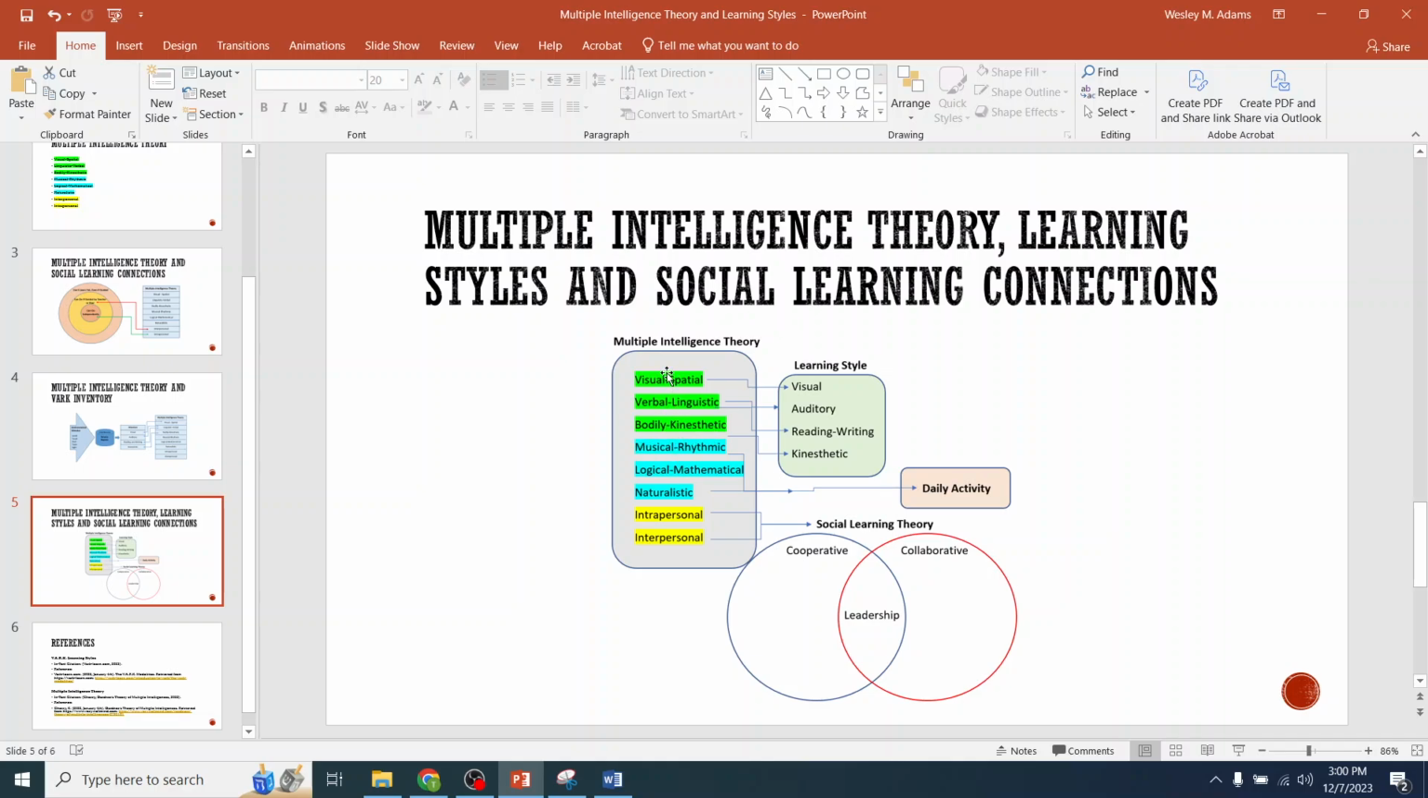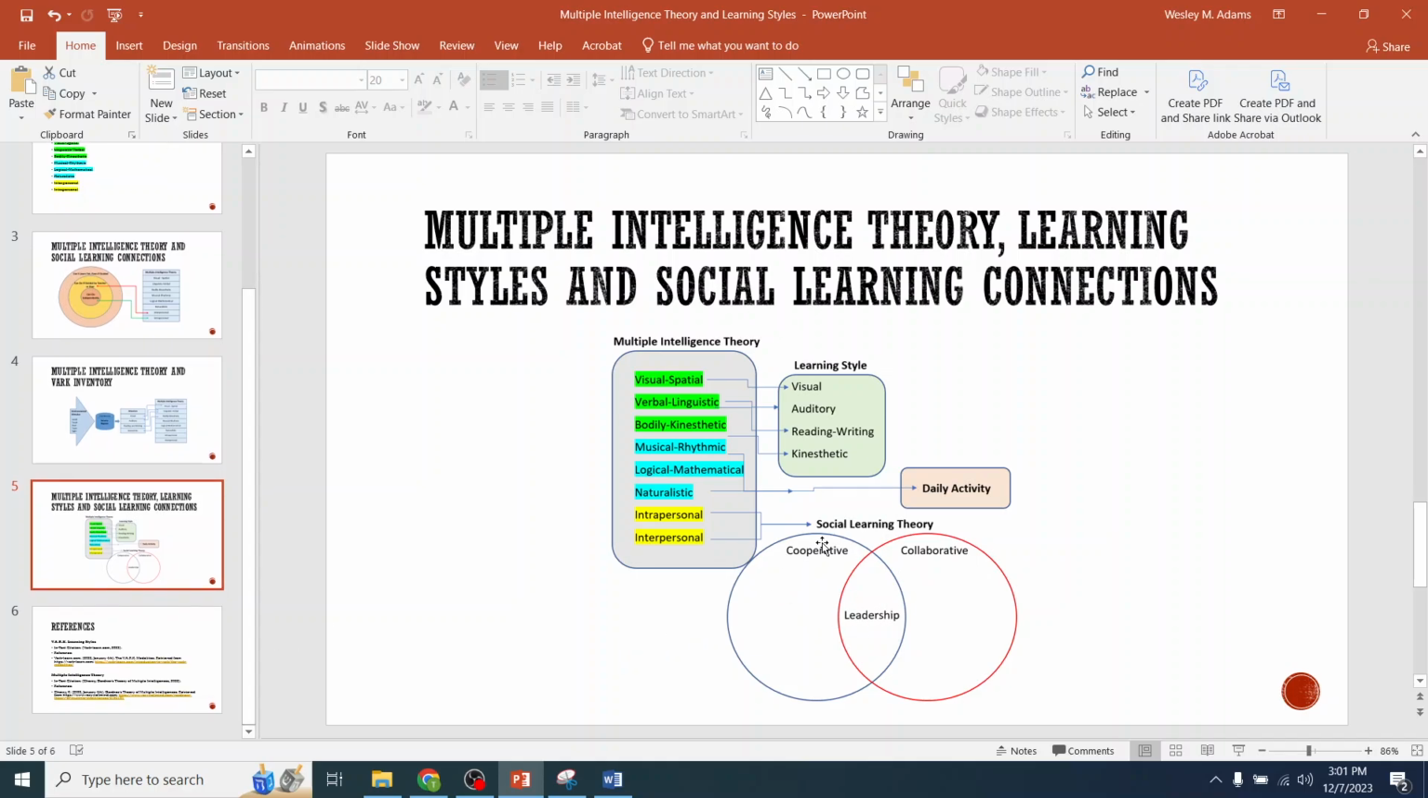So I tried to block and chunk these into related terms. So visual, spatial, verbal, linguistic, bodily, kinesthetic, those are all part of our learning styles that we'll discuss. Musical rhythmic, not only is it close to kinesthetic, logical, mathematical, naturalistic, that's connected to our daily activities. And interpersonal, intrapersonal, well, we know how that ties into social learning theory because we just talked about it. And that, in a nutshell, is conceptual learning. We're taking the previous concepts and connecting it to this week's concepts. And we'll do that throughout the whole semester. And there's our references.